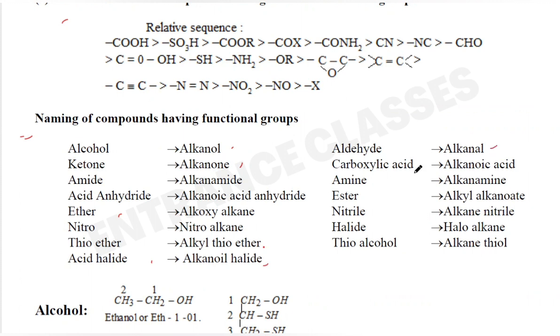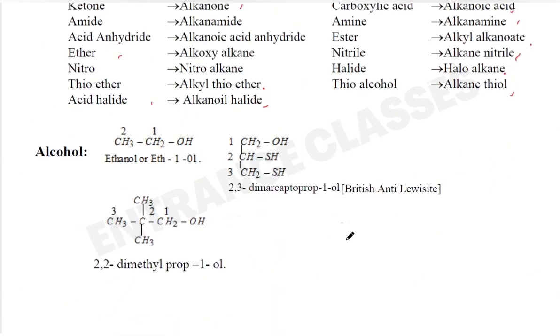Aldehyde is alkanal. Carboxylic acid is alkanoic acid. Amine is alkanamine. Ester is alkyl alkanoate. Nitrile is alkane nitrile. Halide is haloalkane. And thiol is alkane thiol. So these are the IUPAC names of different functional groups.